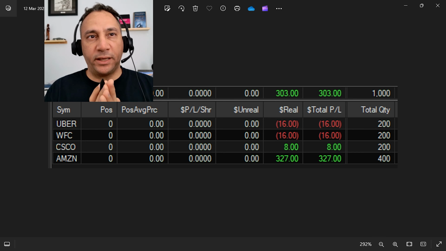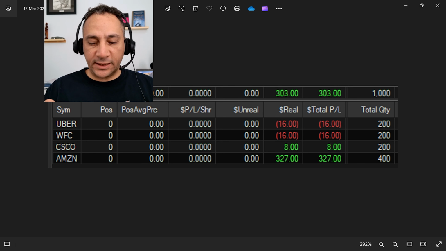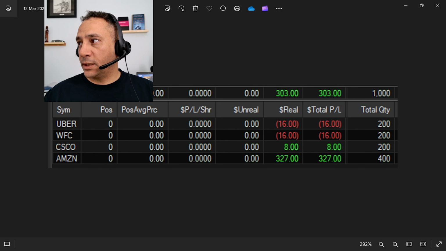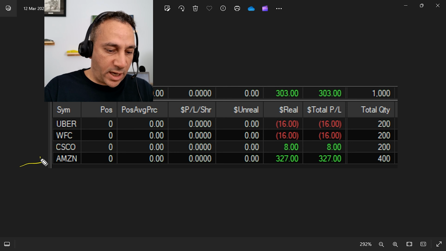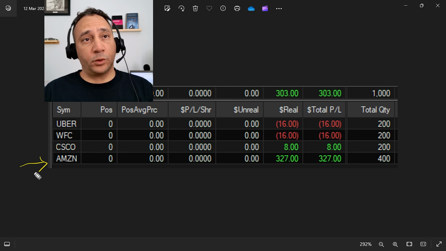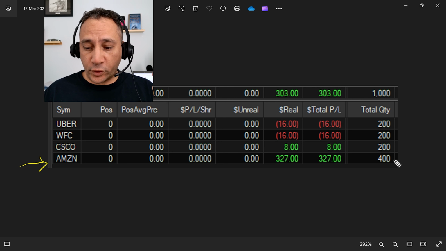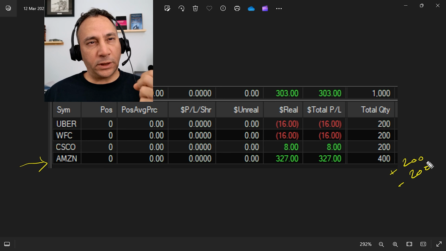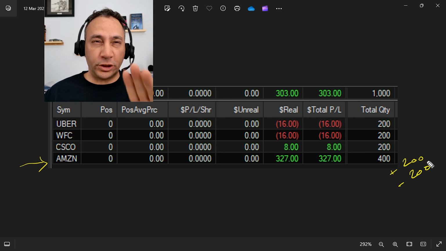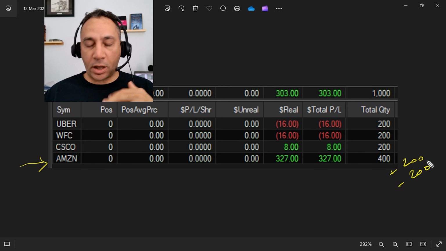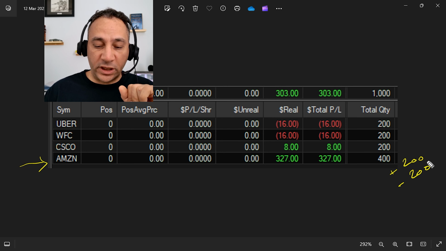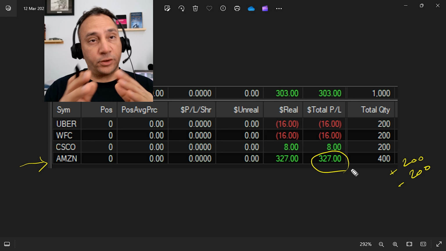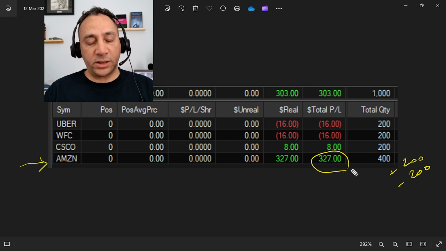Let's look at his P&L and let's see how he did today. As you can see on the bottom, the Amazon trade was the most profitable one. 200 shares. It shows 400 shares here because he bought 200 and he sold 200, and then the platform shows you that he traded 400 shares, but it's actually 200 shares bought and sold. So he made $327 on that particular trade we just explained.